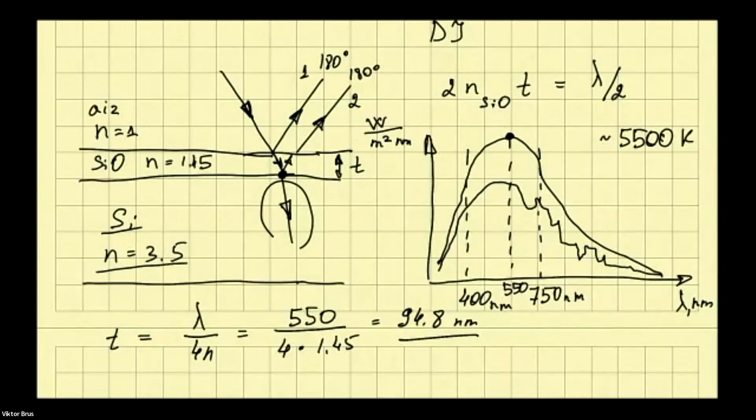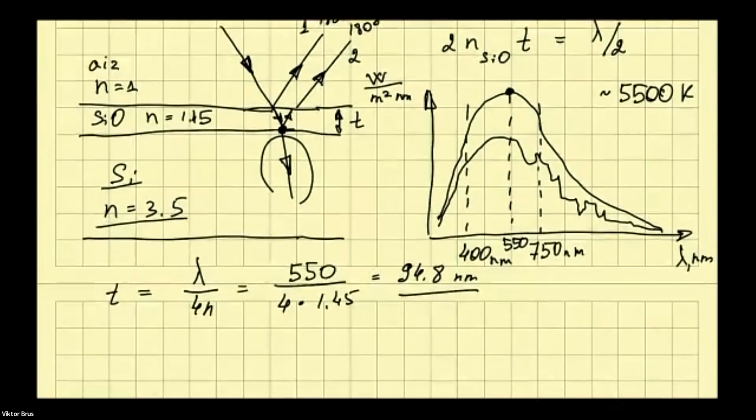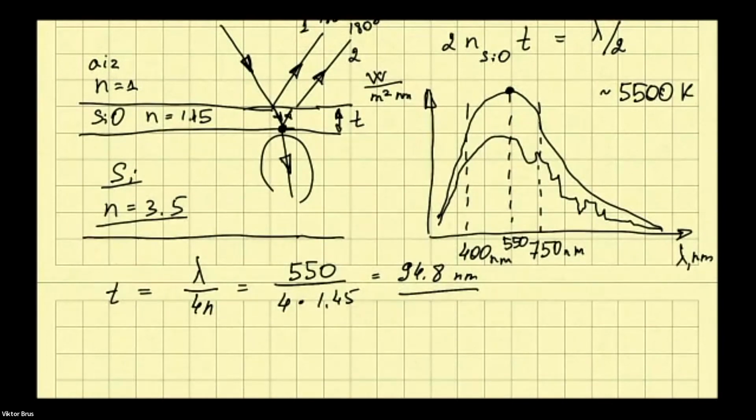So that is the thickness of this anti-reflection coating, which should be used in order to get destructive interference for wavelength 550 nanometers. And obviously that gives us some gain in the amount of light which will go through this interface, because this green light will not be reflected.